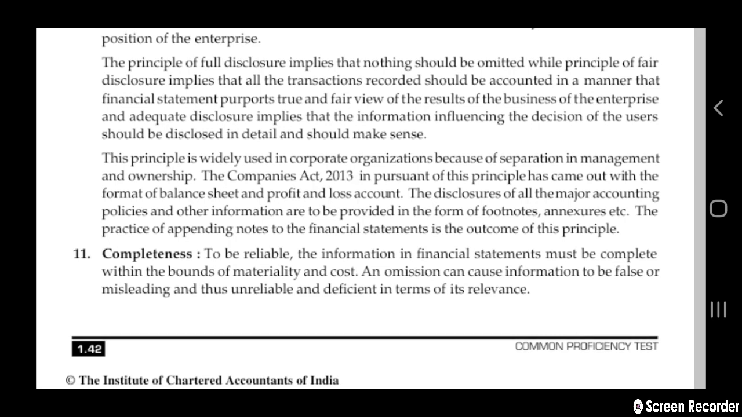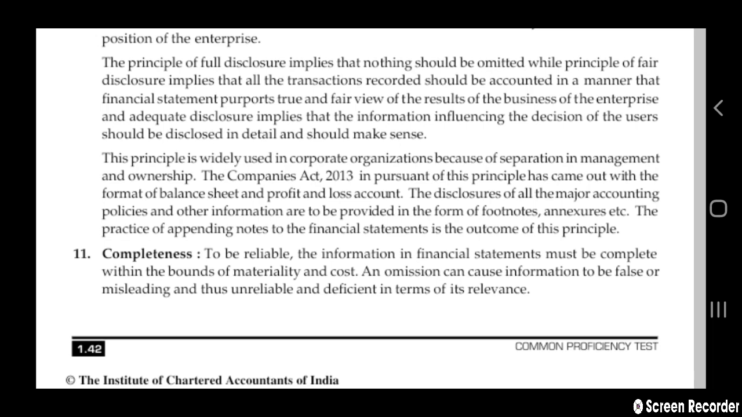Next, the principle of full disclosure implies that nothing should be omitted, while the principle of fair disclosure implies that all transactions recorded should be accounted for in such a manner that the financial statements give a true and fair view of the results of the business of the enterprise.